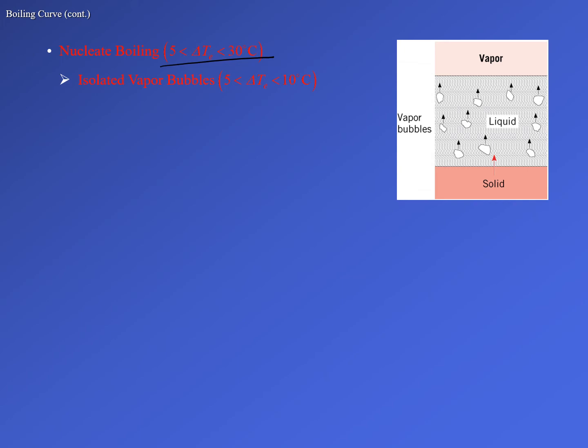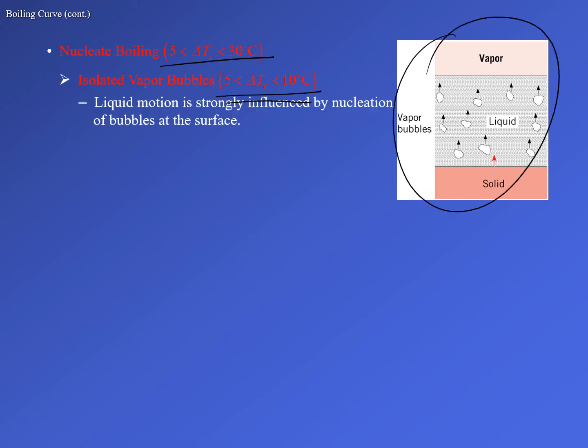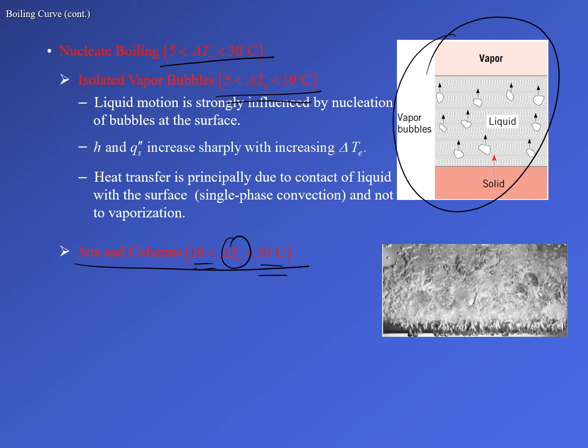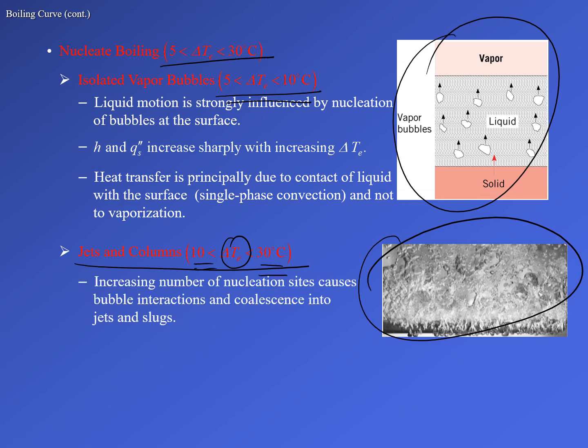So a quick summary of what we have discussed till now. I'll run through it very quickly. So nucleate boiling was between 5 and 30 degrees centigrade of excess temperature, where isolated bubbles form between point A and B, where delta T excess was between 5 and 10 degrees centigrade. This is what was happening here. But beyond that, you had jets and columns. So that was when the delta T excess was between 10 and 30 degrees centigrade, where you had this vigorous mixing happening in the liquid. So increased nucleation, formation of jets and slugs of bubbles.